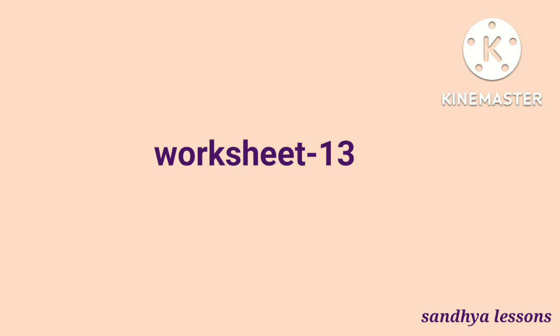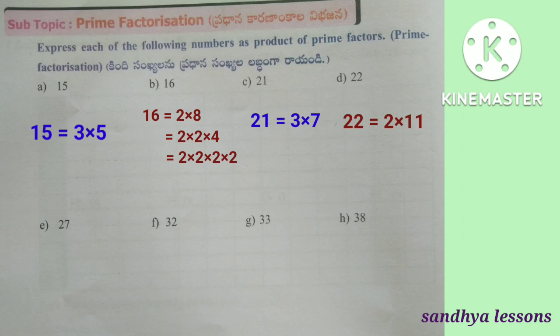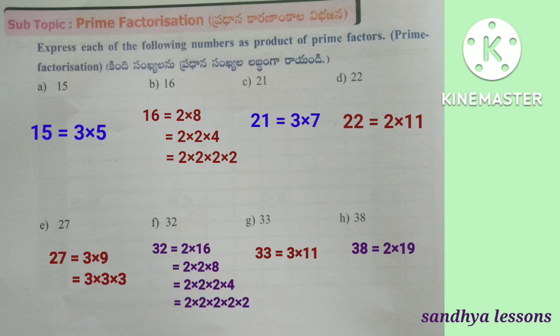Worksheet 13. Express each of the following numbers as product of prime factors. A, problem 15. Prime factors of 15 are 3 into 5. B, problem 16. Prime factorization of 16 is 2 into 2 into 2 into 2.